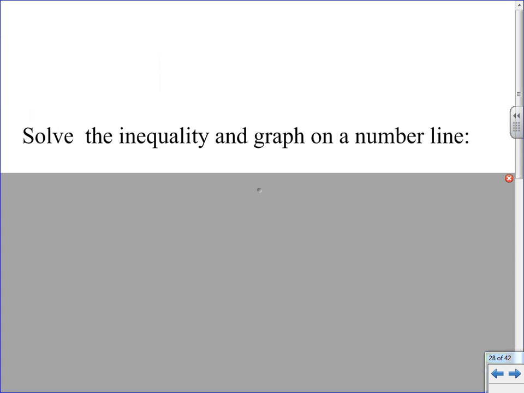In this lesson, we're going to learn how to solve inequalities and graph them on a number line. An inequality is like an equation, kind of has that word equal in it, but instead of being equal, it's going to be inequality or unequal. Inequalities have one of these symbols in them.